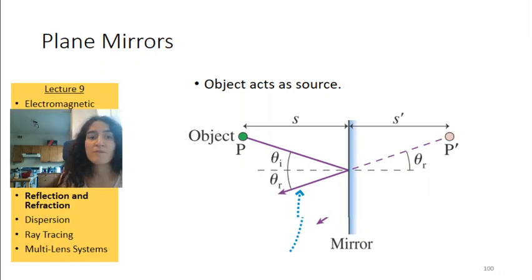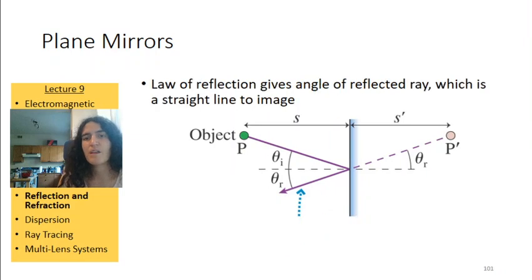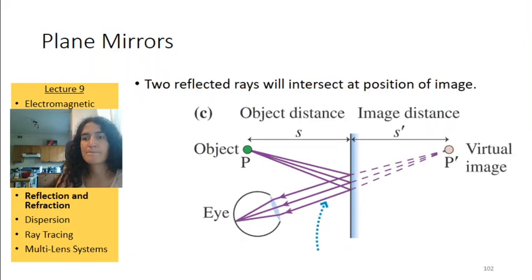And so what do you see when you look in the mirror? You see an object or an image of yourself that is the same distance away from the mirror as you are from the mirror. Okay, so the law of reflection gives the angle of the reflected ray, which is a straight line to the image, right? So there's a straight line from the reflected ray to this image that is behind the mirror.